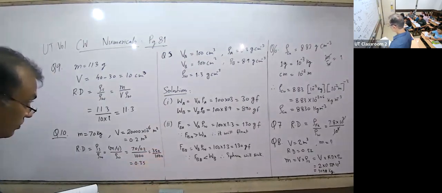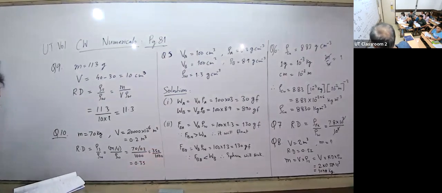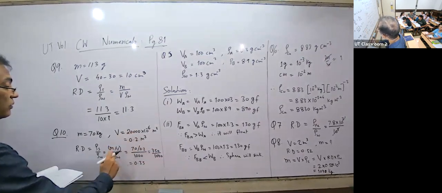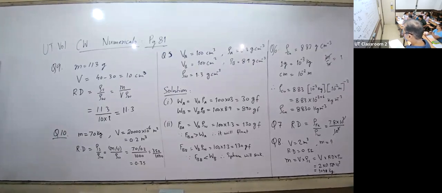Something is wrong. Should be 0.7. 1, 2, 3, 4, 5. Where are we going wrong? No, it's because it's 7. Yes, it was 0.